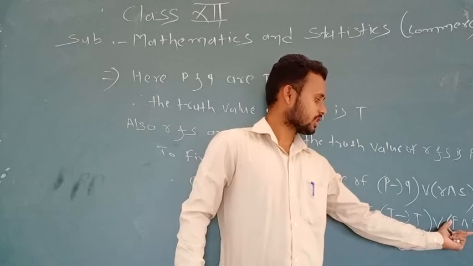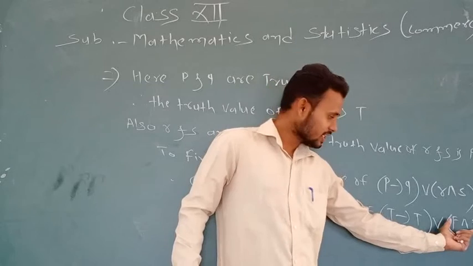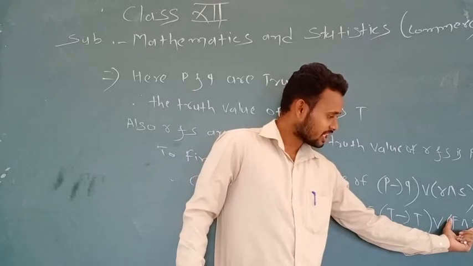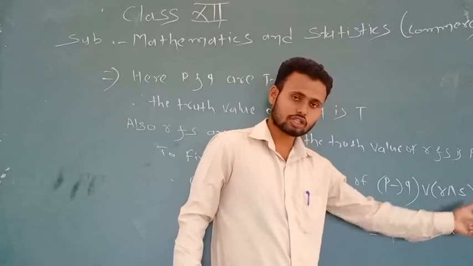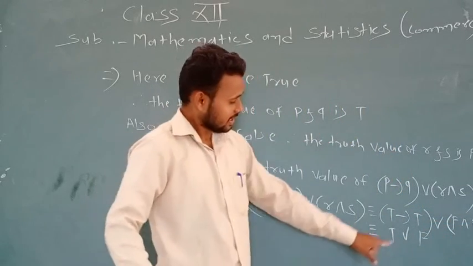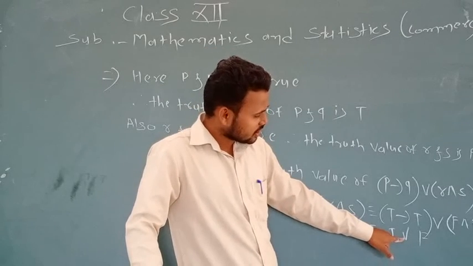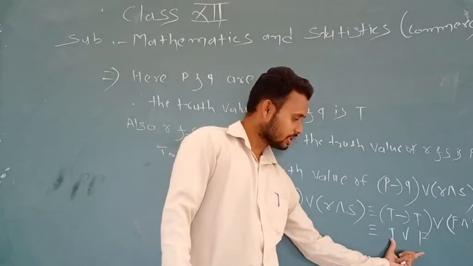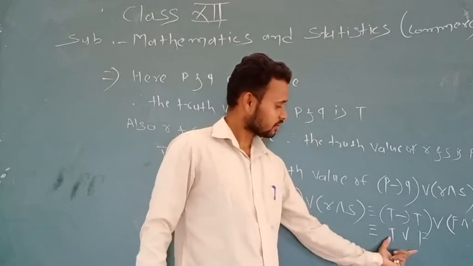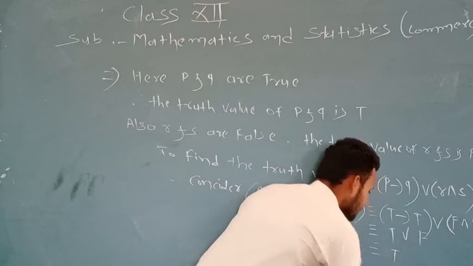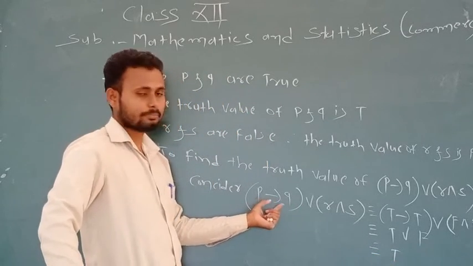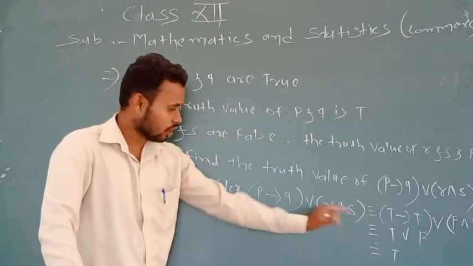And in conjunction, we know that if both the substatements are true, then the conjunction is true, otherwise it is false. Only if both substatements are T does the conjunction give T, otherwise it is false. Here it is false, therefore here we get F. Now in disjunction, you know that if both the substatements are false, then the disjunction is false, otherwise it is true. Therefore we write it as T. We get T. This is the truth value of the statement P implies Q joined with R meet S.